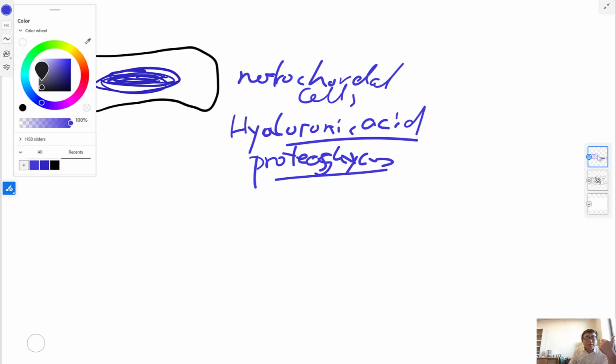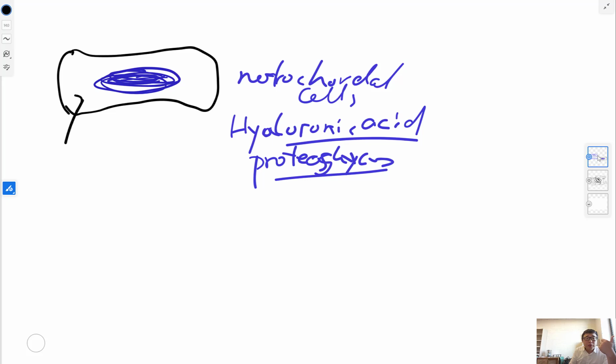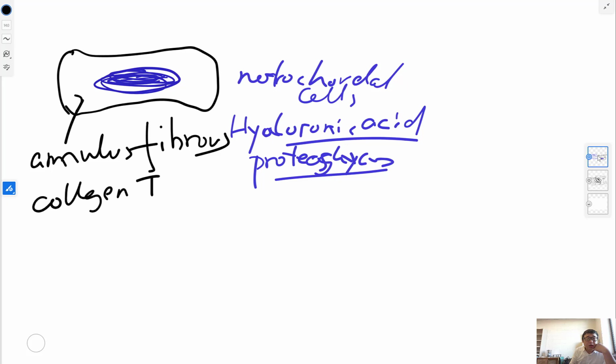And outside, this is called the annulus fibrosus. The annulus fibrosus has a strong collagen. Collagen 2. Collagen 2 is strong and soft. It's different from, say, our skin, under the skin is collagen 1. Collagen 1 is stiffer, and collagen 2 is softer. So this is very flexible and strong. And this whole structure gives the spine the capability of stretching and bending.